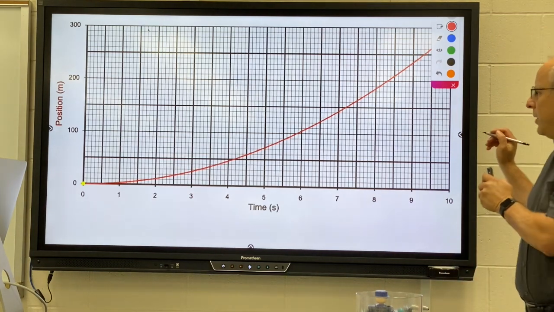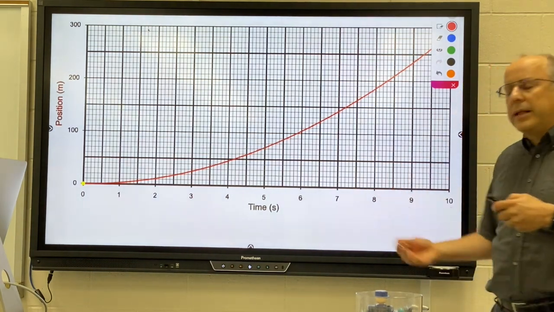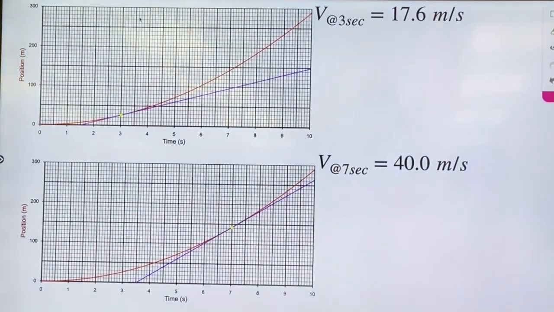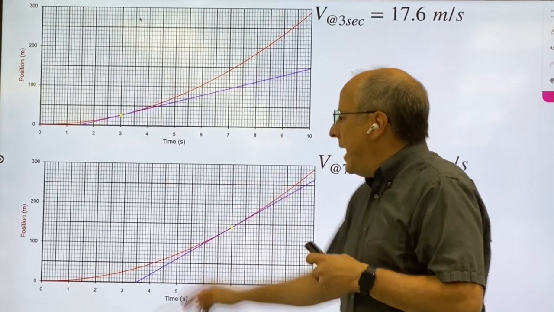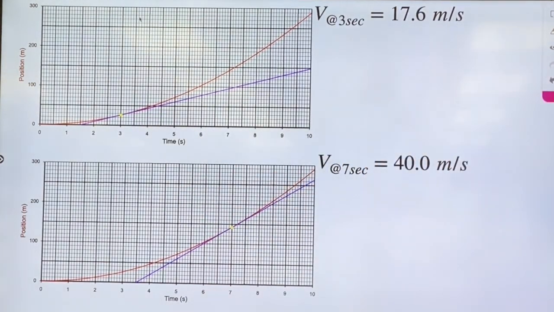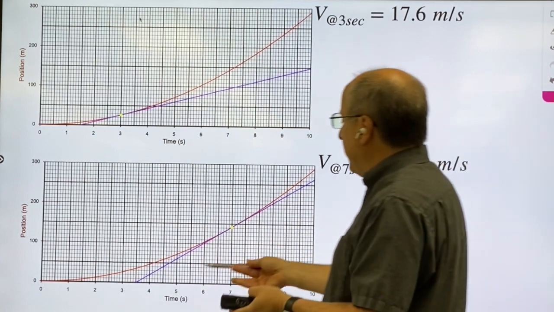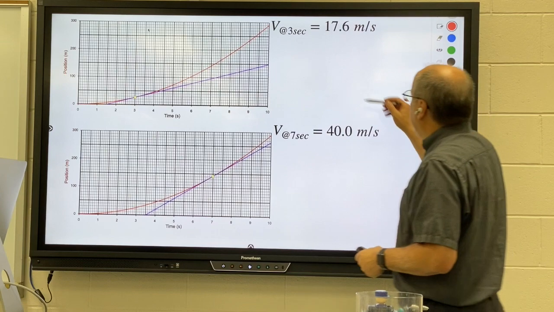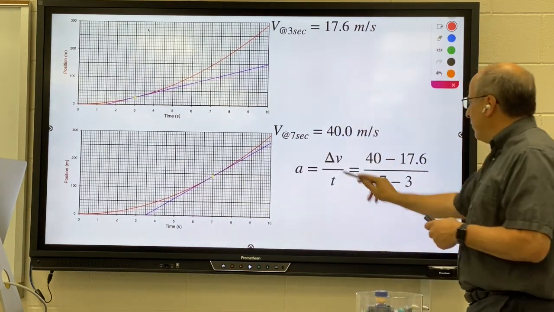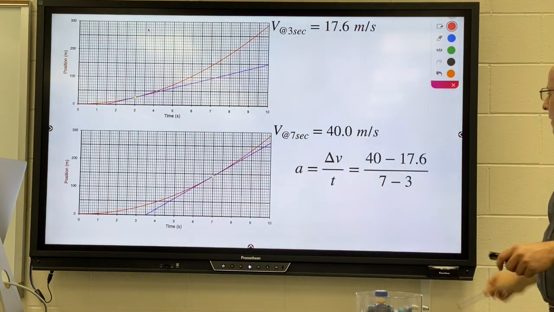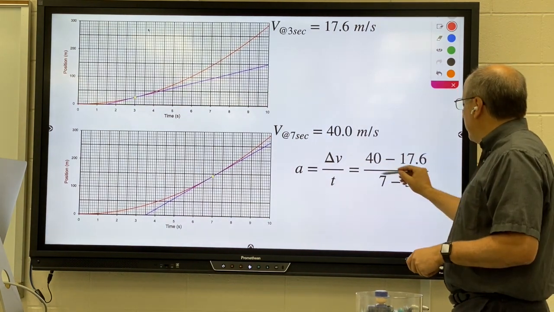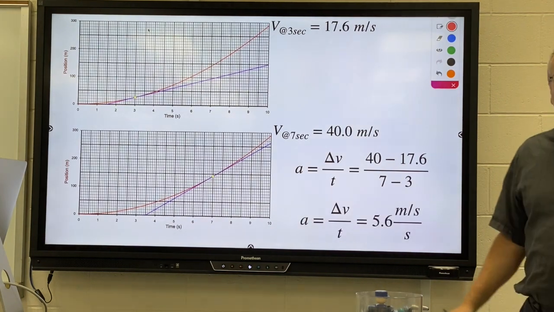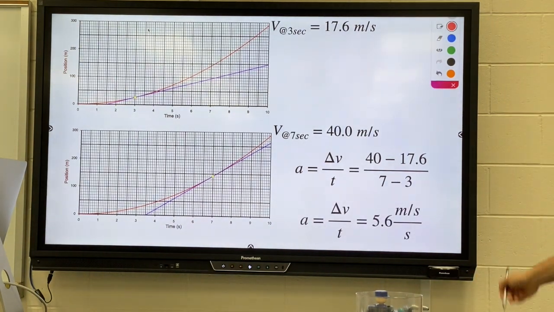If we wanted to use this graph to figure out how quickly they were accelerating, it gets a little tricky. What you'd have to do is find their speed at a given time, let's say 3 seconds, find their speed at a different time, this time let's say 7 seconds, and then use those two speeds in your acceleration formula, final minus initial, divided by the change in time, and we would get an acceleration of 5.6 meters per second per second.